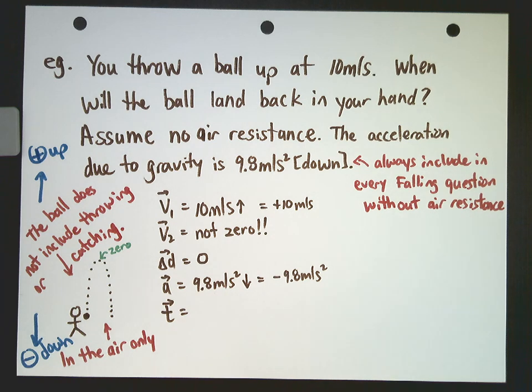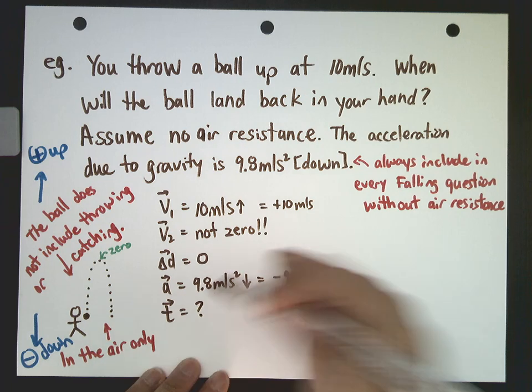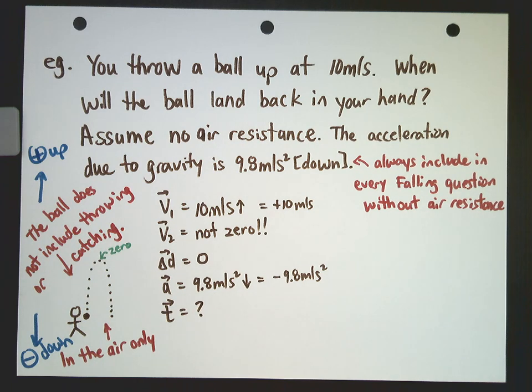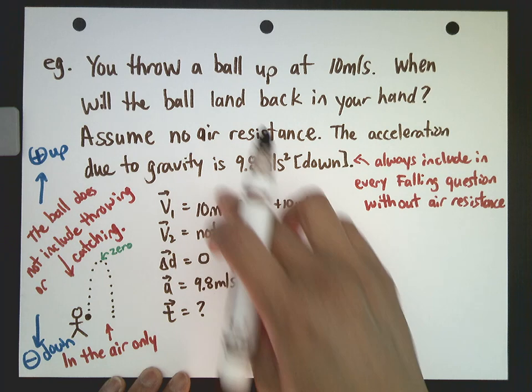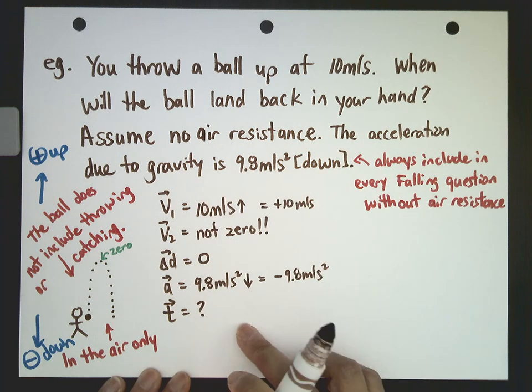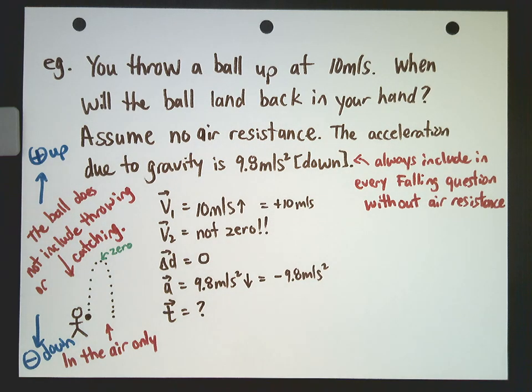Okay, so time. Oh, that's the question. We are solving for time. All right, so we got our list of variables. And like I said, this is the tricky part. Once you got this labeled correctly, then picking the equation is the easier part.